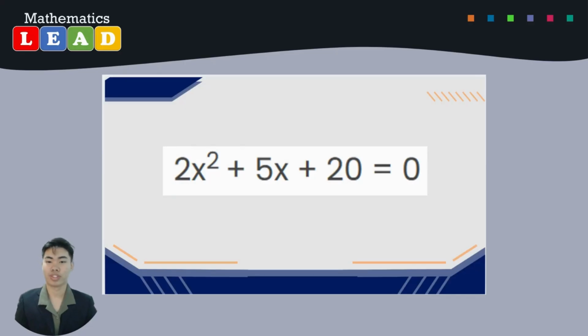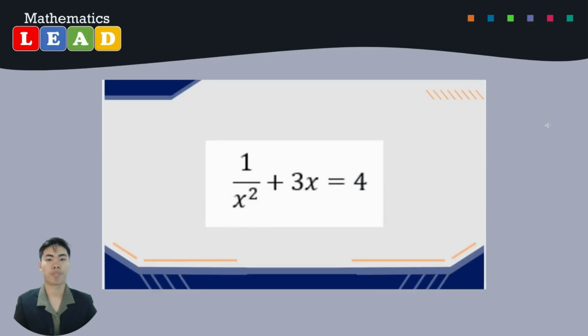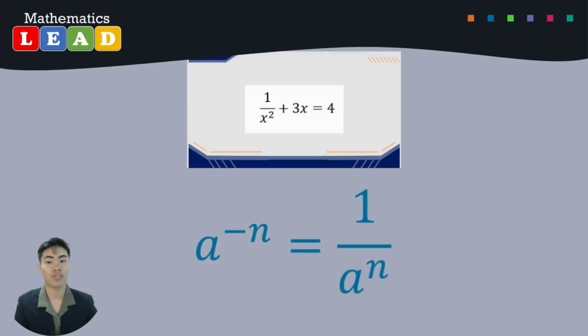How about this one? 1 over x squared plus 3x equals 4. I see that some of you are confused right now. 1 over x squared is an example of an exponent with a negative integer. According to the negative exponent law in the laws of exponent, 1 over x squared is equal to x raised to negative 2. The base with a negative exponent is equal to the reciprocal of the base with its positive exponent. Is it clear?